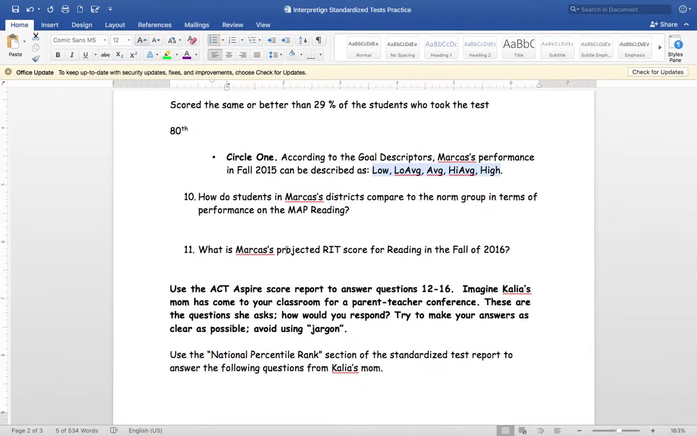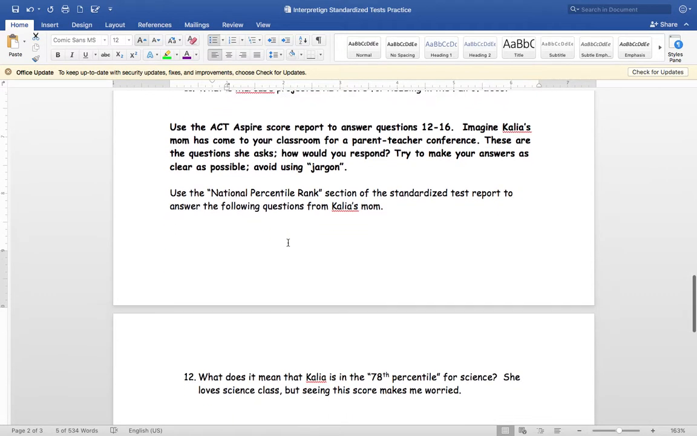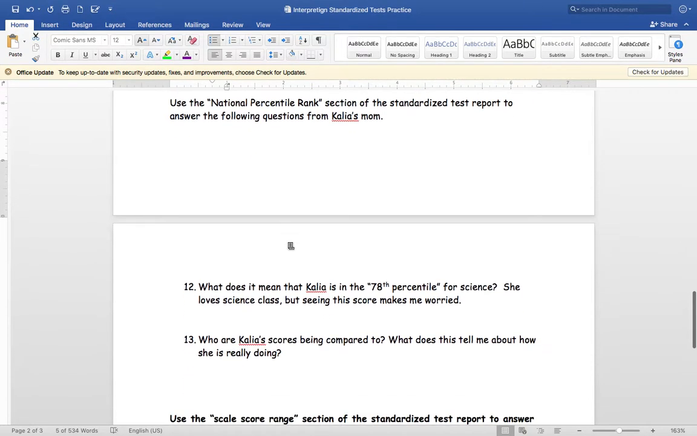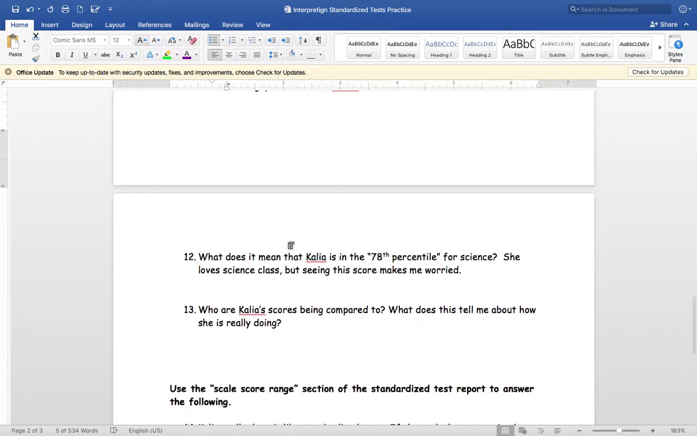Okay, last one we want to look at is the ACT Aspire. So this is Kalia. All right, so we're going to imagine that Kalia's mom came for a parent-teacher conference. In fact, for my advanced assessment classes, we are doing parent-teacher mock conferences for our final. So let's look at Kalia here, and let's see how she's doing.